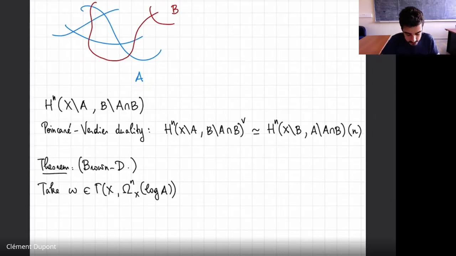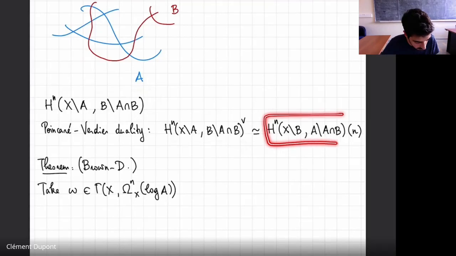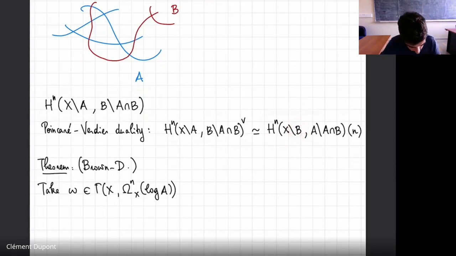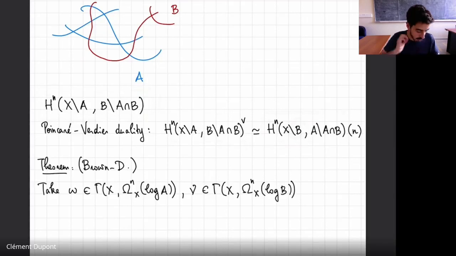So this is my column in the single valued period matrix. And for the row, I need a linear form, meaning an element of this dual space. But the dual space is some guy like that. So natural elements in this space come from global logarithmic forms with poles along B. So I'm taking another one, call it nu, a global form on X with logarithmic poles along B.